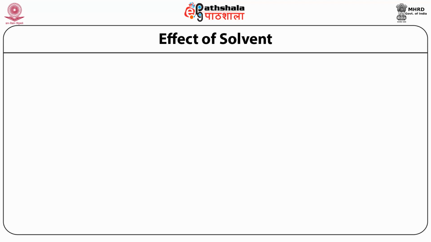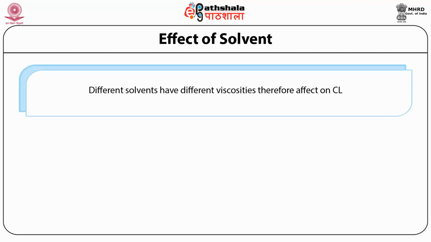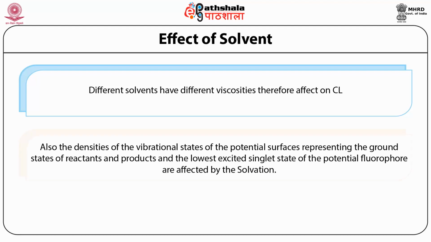Chemiluminescent reactions or experiments are carried out in solvents, and we all know different solvents have different viscosities. So therefore, the viscosity of the solvent will have some effect on the chemiluminescent reactions. Also, the densities of the vibrational state of the potential surface representing the ground states of reactants and products, and the lowest excited singlet state of the potential fluorophores are directly affected by the solvation.